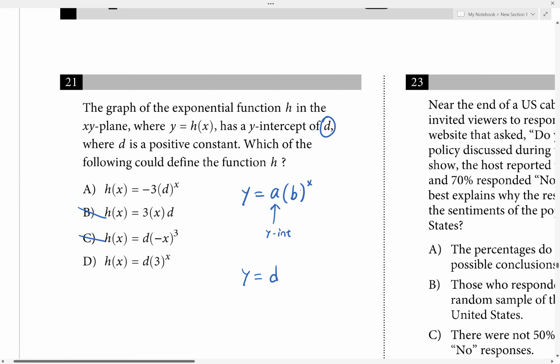The b value we don't know, so it could be anything. This question says which one could work. In this case, we know d had to be in front, and it seems the number in the parentheses is 3, but there's no way to prove it, but we know that could work. So the key is that the d value had to be in front. So the correct answer had to be d here. We just happen to have a 3 in the parentheses, but we know the y-intercept had to be the number in front. Okay, so that should be it for number 21 here.